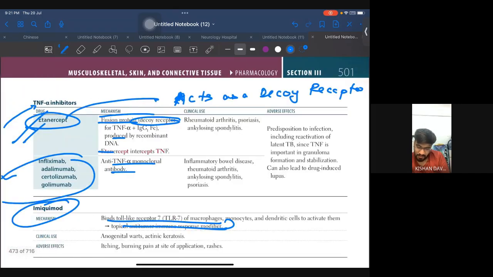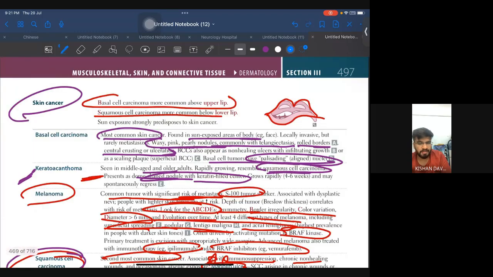So give me 2 minutes break, and we will start with the general pharmacology.